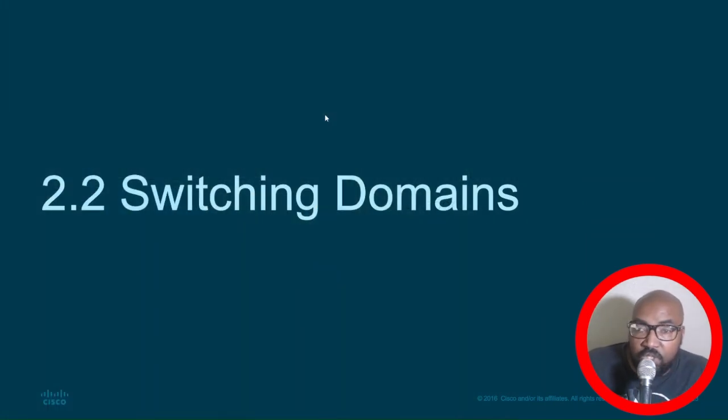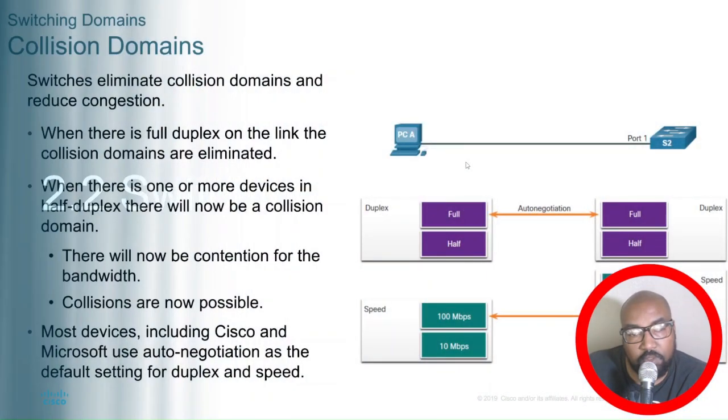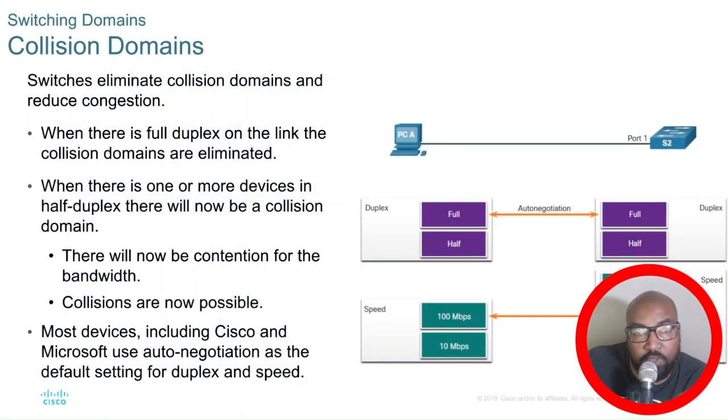So let's take a look at switching domains. If you remember in video number 1, I showed you that flag man who had those cars going in different directions. He would hold the sign up saying that car can go, and it would stop. Another car would go. Half duplex, full duplex, the full freeway, full duplex, if you guys remember that. So switches eliminate collision domains and reduce congestion. When there is full duplex on the link, the collision domains are eliminated.